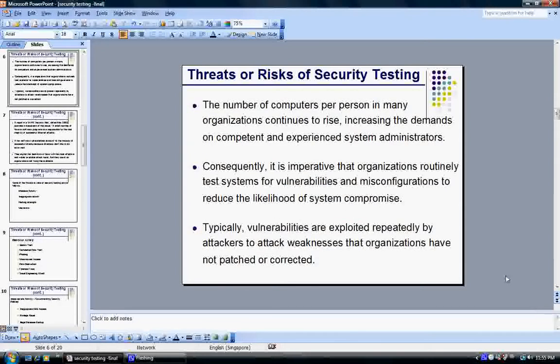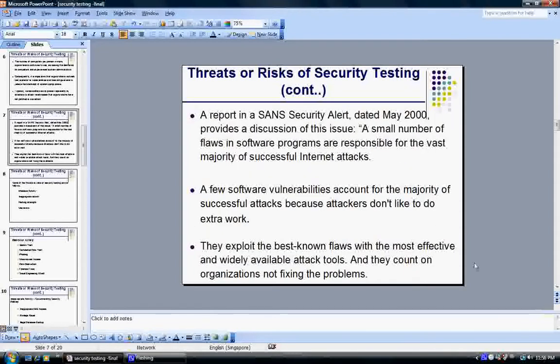The number of computers per person in many organizations continues to rise. Most organizations are now moving from paper-based to computer-based, and this increases the demands on competent and experienced system administrators. Consequently, it is imperative that organizations routinely test systems for vulnerabilities and misconfigurations to reduce the likelihood of system compromise. Typically, vulnerabilities are exploited repeatedly by attackers to attack weaknesses that organizations have not patched or corrected. If an organization never patches or protects its weaknesses properly, vulnerabilities can lead to serious risk to the organization.